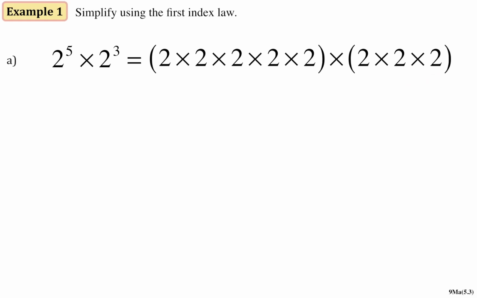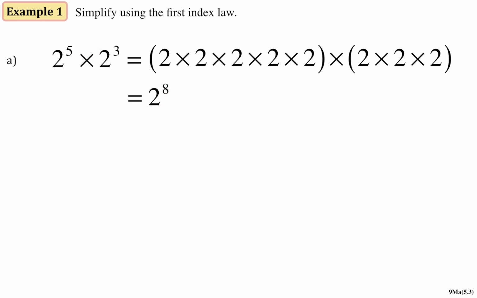Now, how many 2's have I got here? 1, 2, 3, 4, 5, 6, 7, 8. So I'm going to abbreviate that by saying I've actually got 2 to the power of 8 because I'm multiplying 2 by itself 8 times. Now the first index law says if you have the same base number, we've got the same base number of 2, so we write down a 2, look at the two powers, you've got a 5 and you've got a 3. Add the powers together, 5 plus 3 adds to give 8, and there's your answer. It saves you having to write it all out and figure out how many 2's you've got there.